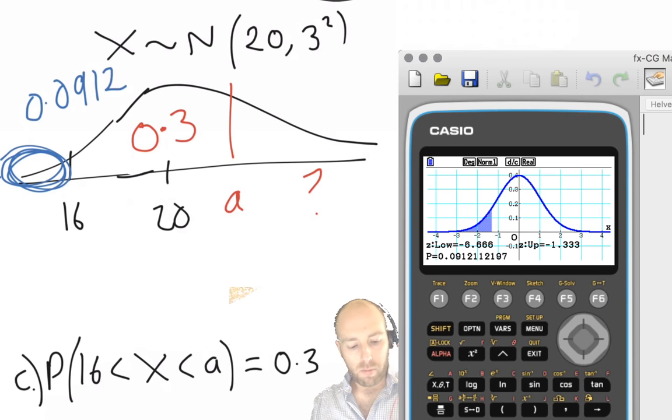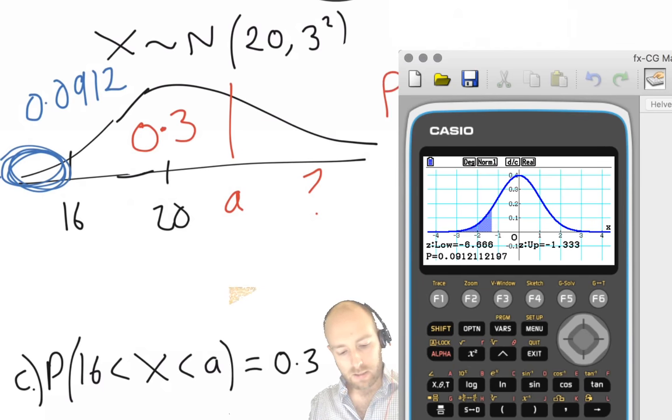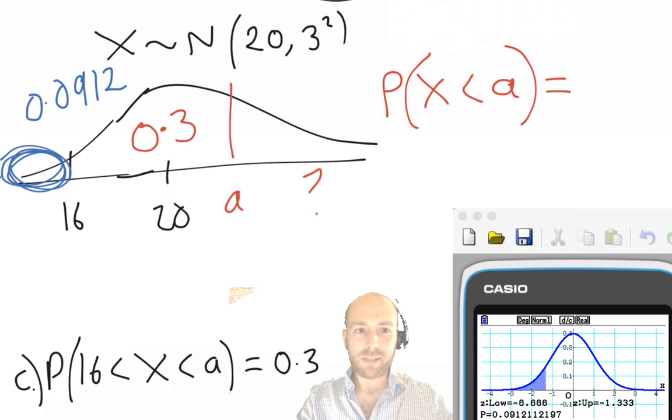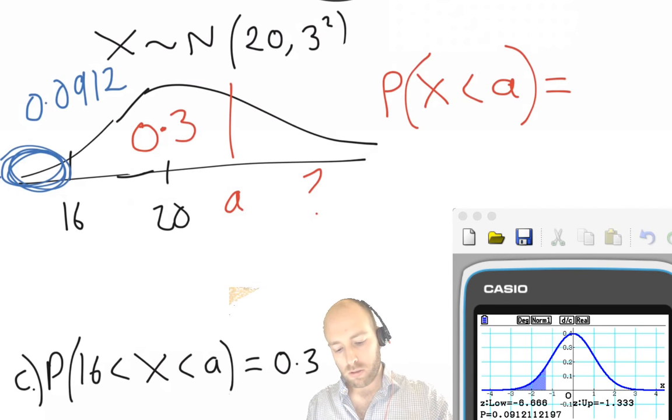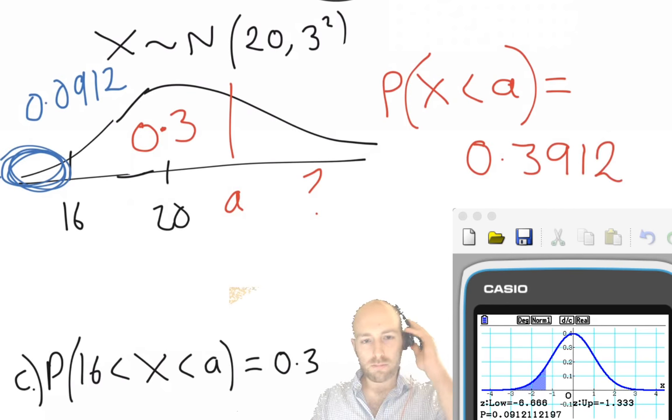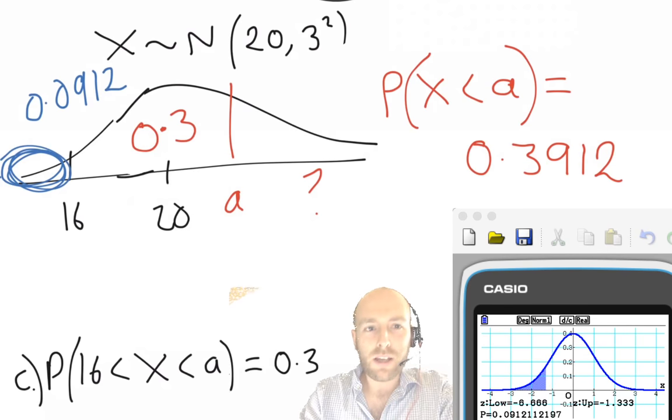So we know that the probability x is less than A is now equal to those two things added together. Let's hide the calculator. Less than A is equal to those two bits added together. So 0.3912. I can now put that. Oh, what am I doing? This is terrible, isn't it? Sorry, Jack. Sorry, guys.